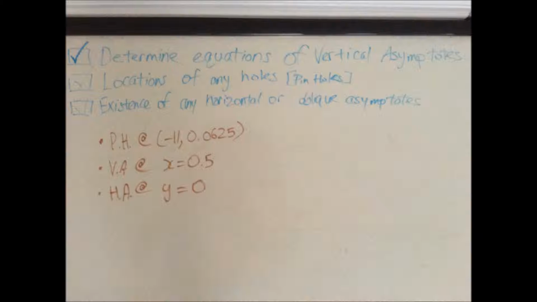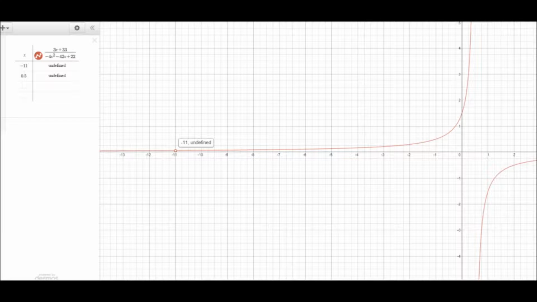To check our answer, we can use Desmos. If we plug our equation into the program, we can see that there is a pinhole at (-11, 0.0625). There's a vertical asymptote at x equals 0.5, and there's a horizontal asymptote at y equals 0.